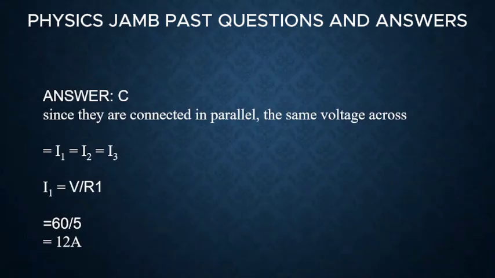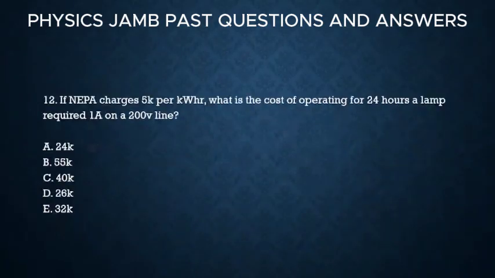Since they are connected in parallel, that means they will have the same voltage across, which is I1 is the same thing as I2 and I2 is the same thing as I3. So I1 is equal to V all over R1. From the question, V is 60, all over R, which is 5, and 60 divided by 5 is 12 amperes.